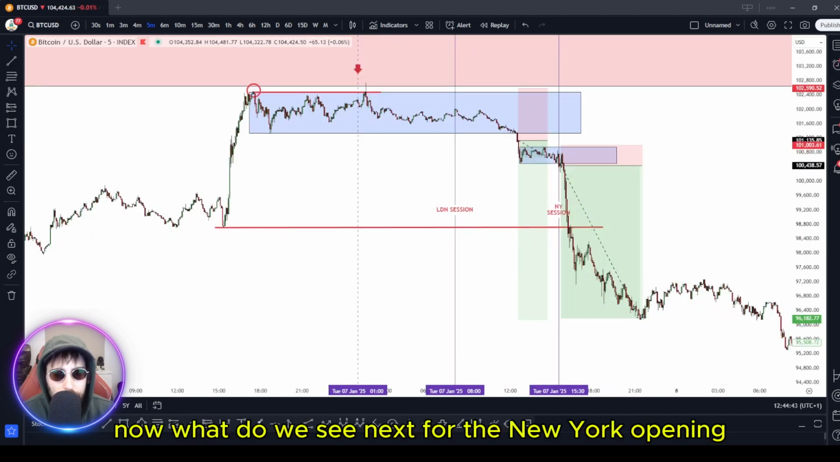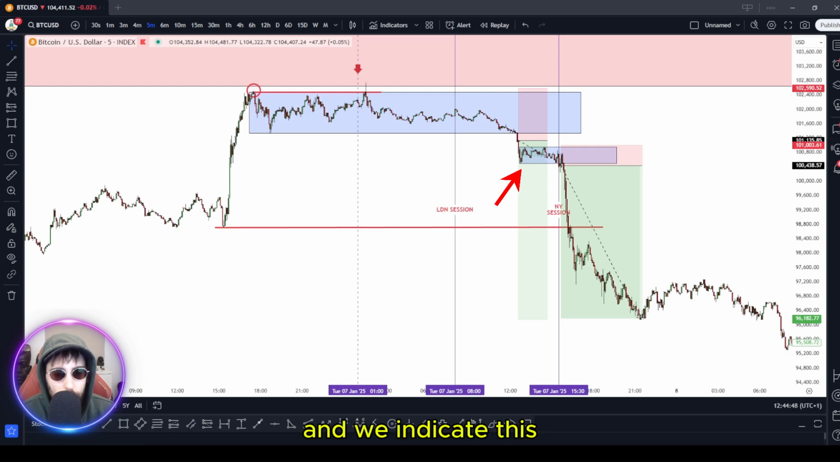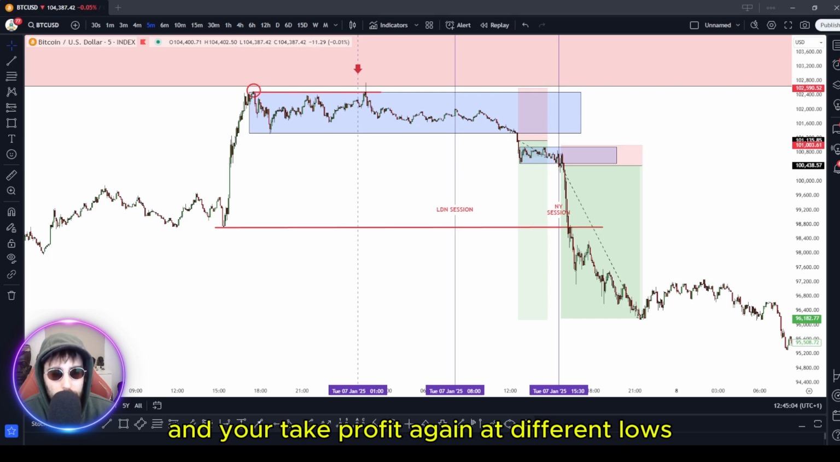Now, what do we see next for the New York opening? We see that there is a small consolidation zone and we indicate this. What do we want to see? Indeed, the breakout of that zone. You take your entry again at the close of the candle that has broken out of the zone, stop loss above the high or above the consolidation zone, and your take profit again at different lows.